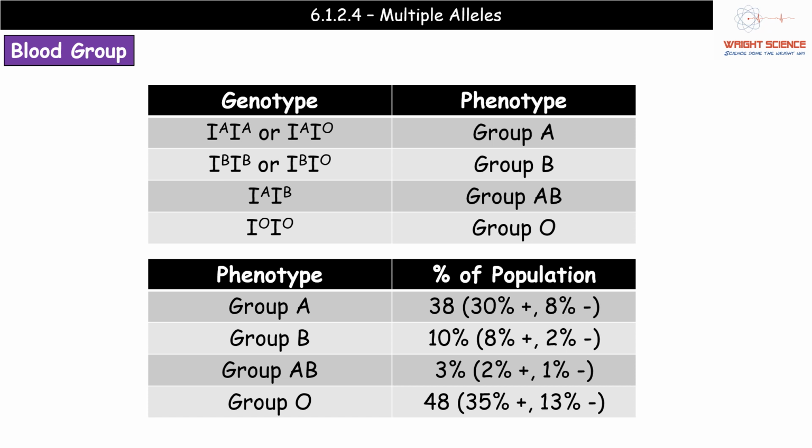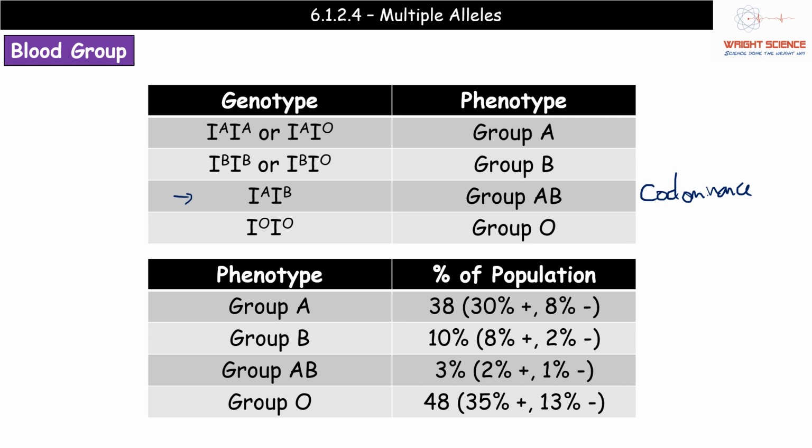Group B is very similar. IB and IB makes group B, and IB-IO makes group B because IB is dominant to IO. Then when we come on to our third row here, we've got IA and IB. They demonstrate codominance, remember, so this is our codominance. And as a result of that, we get group AB. They're both shown in that phenotype. The only way we get our group O is if you've inherited both IOs.